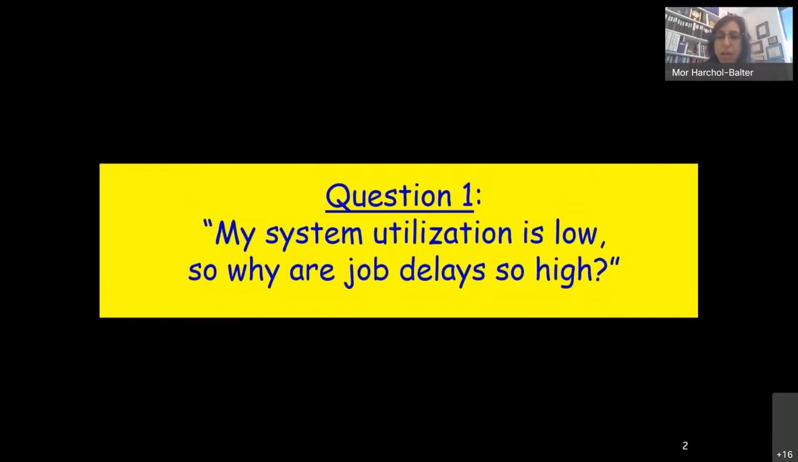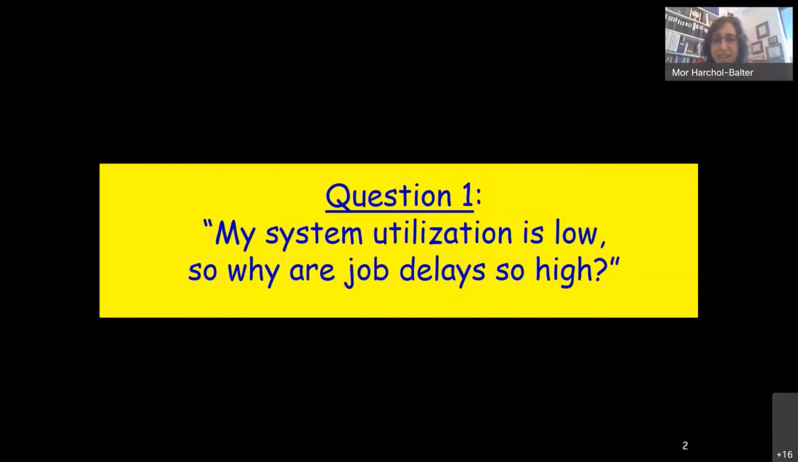Okay, so when I talk to companies, the number one question that I get is my system utilization is low, my load is low, so why are my job delays so high? I can't tell you how many times I've been asked this question. Every time that I go and consult, it seems that the question is, we have high delays, we don't understand why, we'll show you our utilization numbers, they're really low, what's the problem?